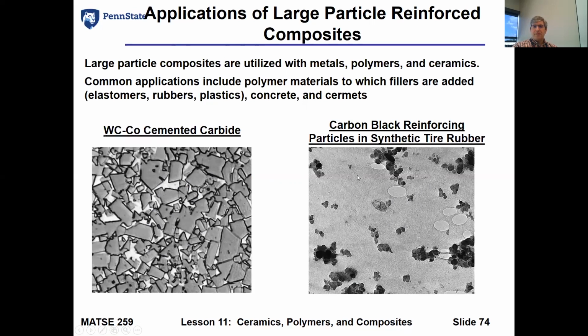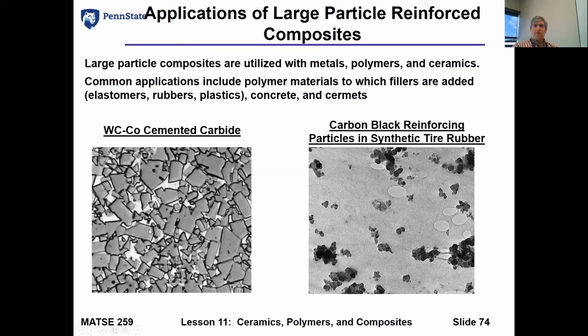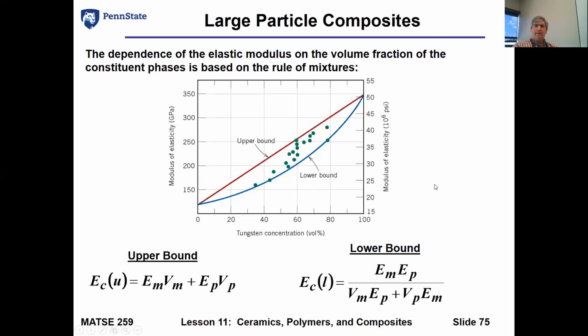Carbon black, this is basically tire rubber, synthetic tire rubber. And that is, for the most part, a large particle reinforced composite. It's just a polymer matrix, while this is a metal matrix composite. The cemented carbides are metal matrix composites. So with that, what we have with these different large particle composites depends on the volume fraction of the constituent phases. How much of that particle do we want to add?